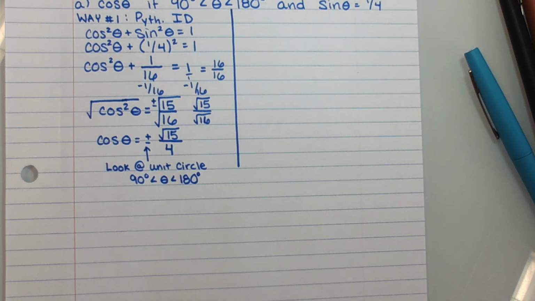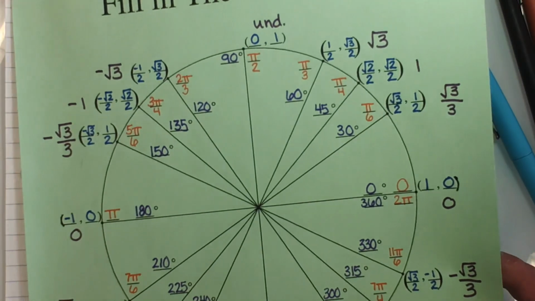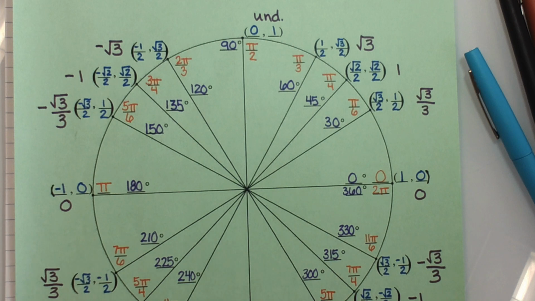Between 90 and 180, we're in the second quadrant. Cosine is what part of the unit circle? The x values. Are the x values positive or negative? Negative. Cosine should be negative within that range.